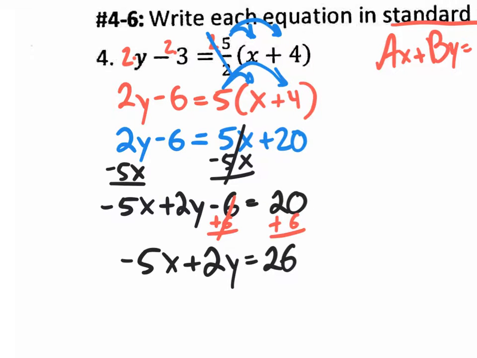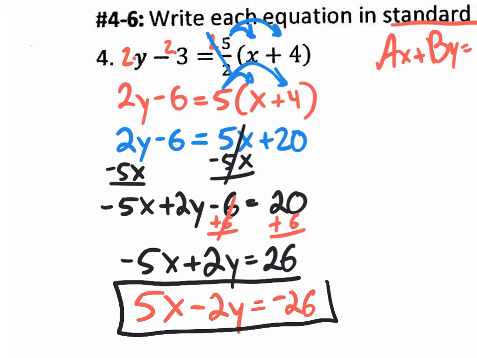So let's change this negative 5 to a positive 5 by multiplying everything by negative 1. So the answer you will see on the test will be a positive 5x, a negative 2y, and a negative 26. And that will be the answer that you see on the test. Again, on standard form, we have to make that a value positive.